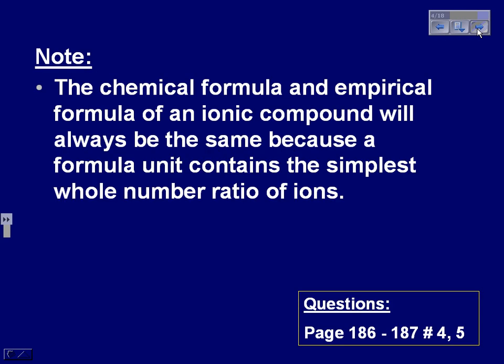The chemical formula and the empirical formula of an ionic compound will always be the same because the formula unit contains the simplest whole number ratio of ions. That's exactly what I stated about sodium chloride. There are some simple problems there that you can do out of the textbook. That simply is about the definitions of empirical formula versus molecular formula. But let's now continue on and do some example problems on how we would calculate this.